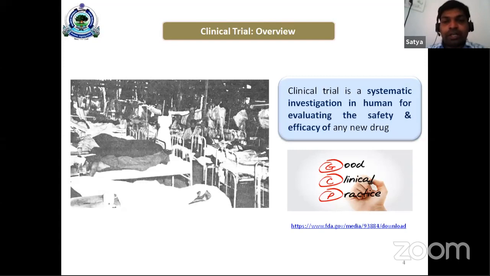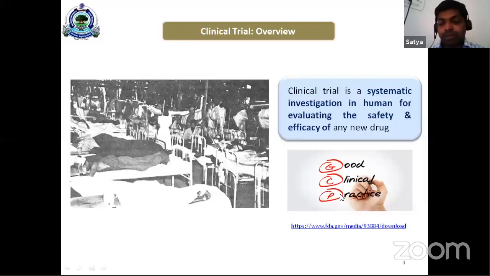If you go through the GCP part, you will come to know what the role of the sponsor is, what the role of the CRC, the CRA and the CRO is, what monitoring is, and what an audit is. You will come to know all these. Any clinical trial conducted across the globe should be in line with this ICH good clinical practice.